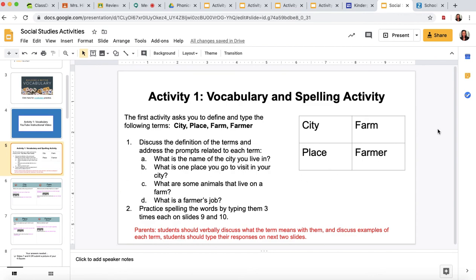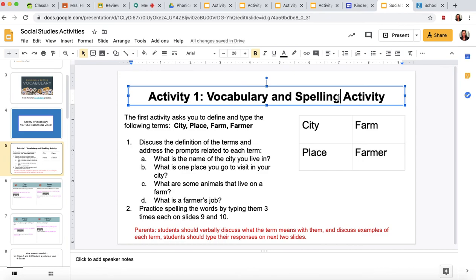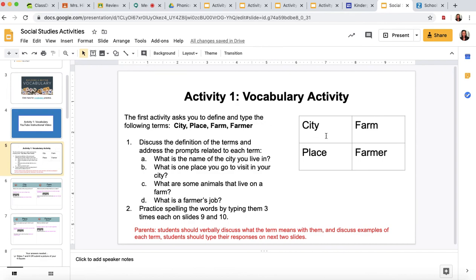So this is the vocabulary activity, and it says spelling activity 2. I actually did take out the slides for the spelling activity because I just didn't think that it was necessary, so I'm going to take that out of there for you too. We're going to create a foursquare on our piece of paper, very similar to what you see here. And I'm going to walk you through that, okay?